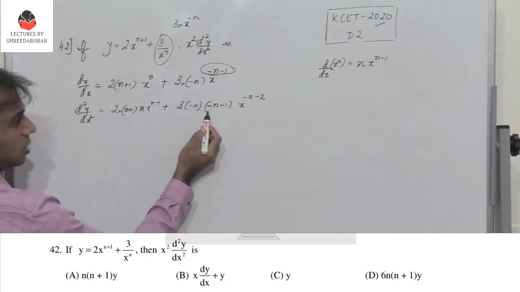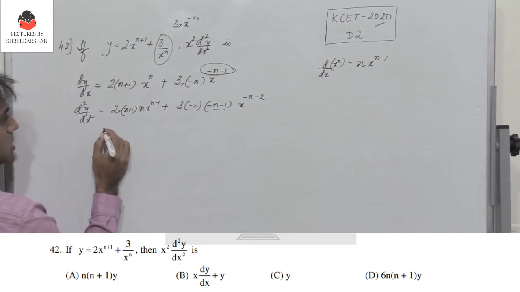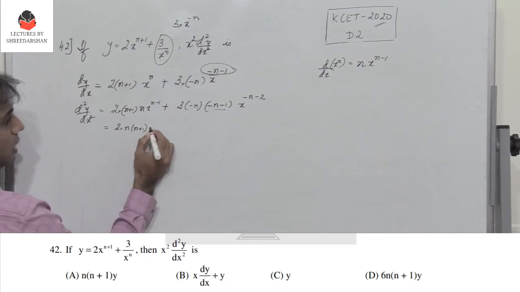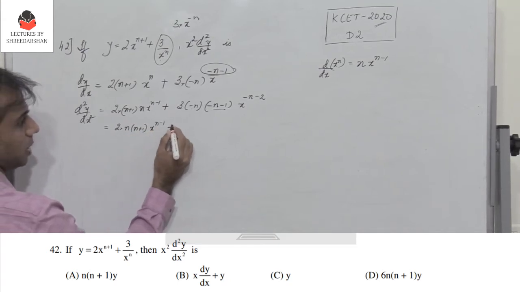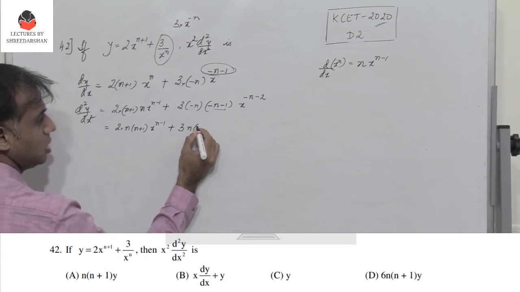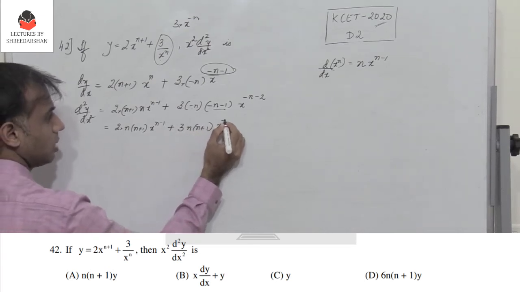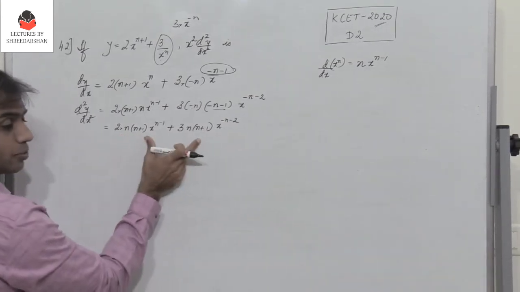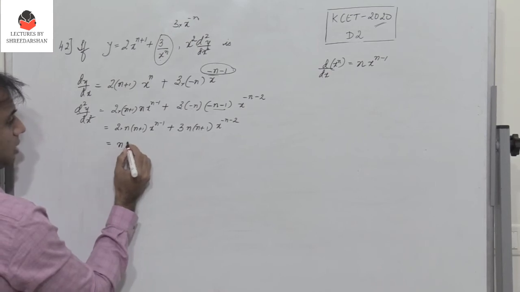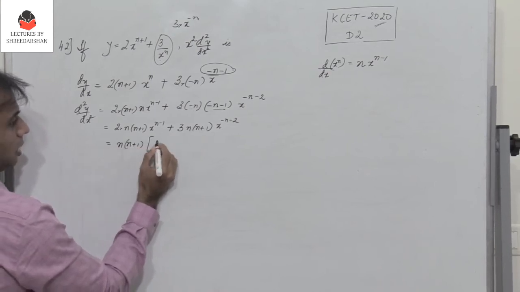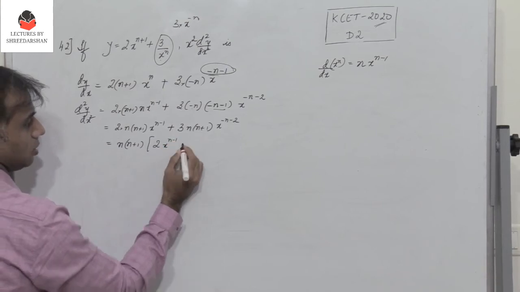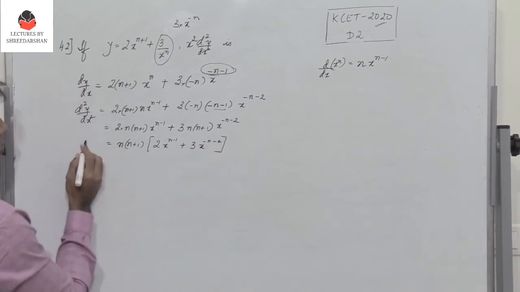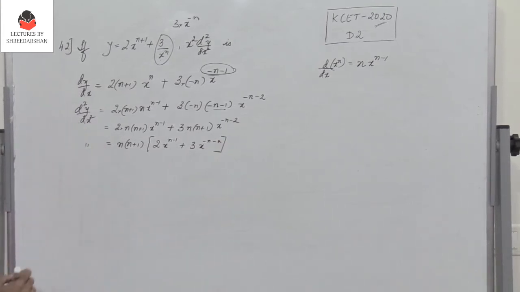So if I take minus sign common here, so minus into minus is plus. So here I would get 2 into n plus 1 into x power n minus 1 plus, so I can write this as 3 into n plus 1 into x power minus n minus 2. So can I take n into n plus 1 common from these two terms? Yes. So I have n plus 1, I get 2 into x power n minus 1 plus 3 into x power minus n minus 2. Right? So this is d square y by dx square.